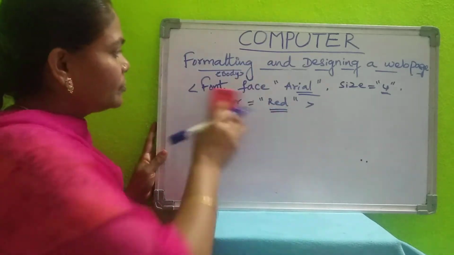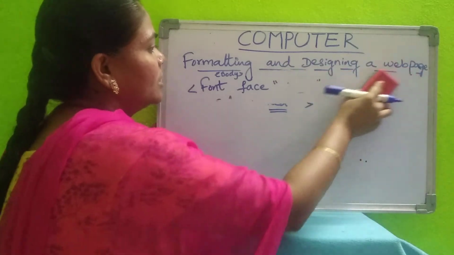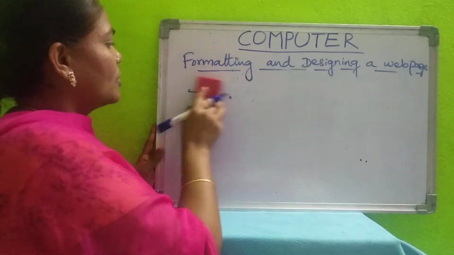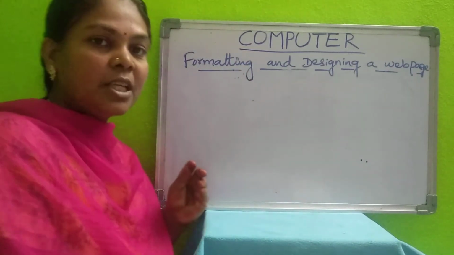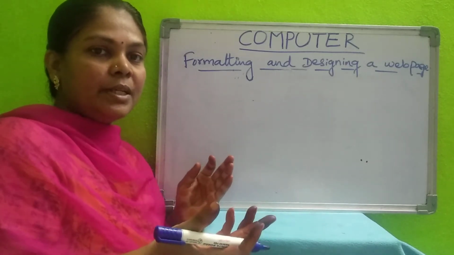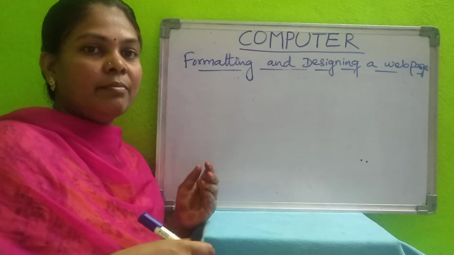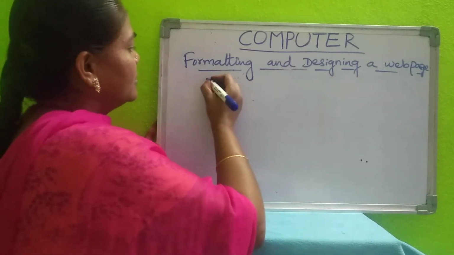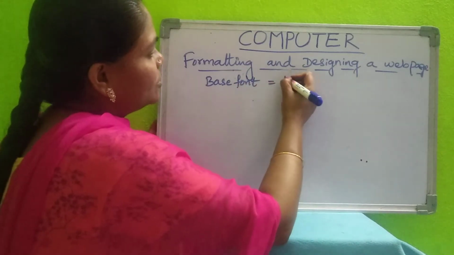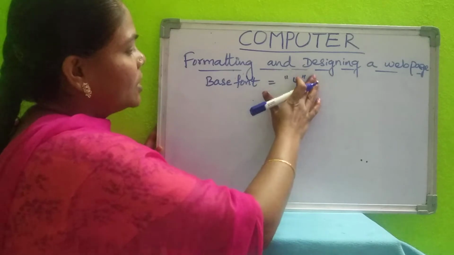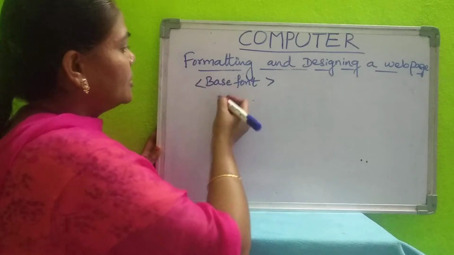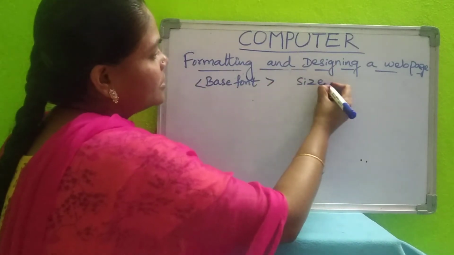Okay. So next one is base font. Using this base font we can change the text in the whole HTML document. You can increase the size of the text and you can decrease the size of the text by mentioning a number. By adding a number we can increase the size, by subtracting a number we can decrease the size. For base font first we have to mention the size number. So for base font we use the size attribute.